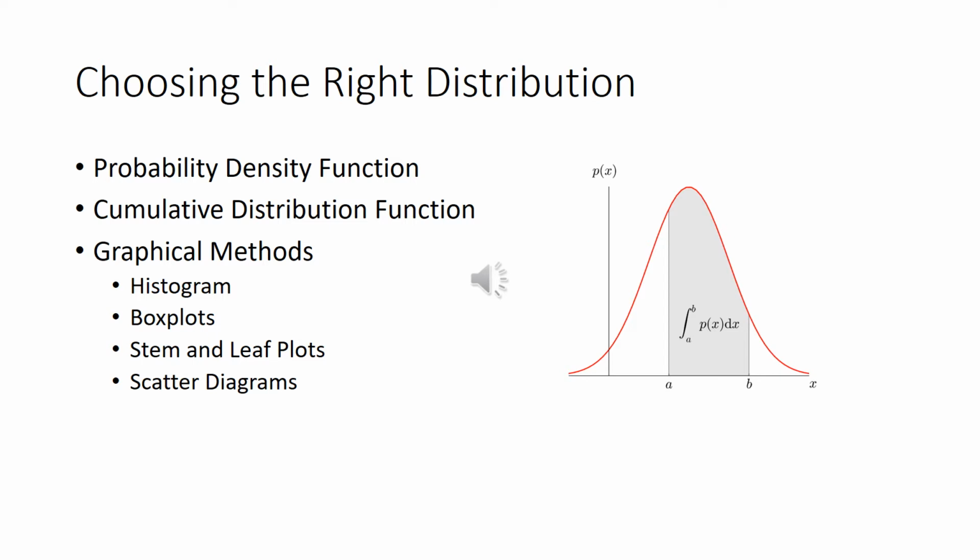So how do I know that I got the right distribution? Well, I'm going to recommend you use graphical methods. Histograms are very good. Box plots, stem and leaf plots, or scatter diagrams. And I'll attach in the reading some information on what each one of those is. But basically, there's a probability density function. We're not going to calculate that or try to determine that. We're just going to use it. But this is the underlying theory.